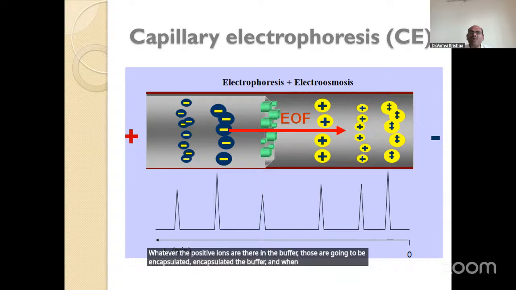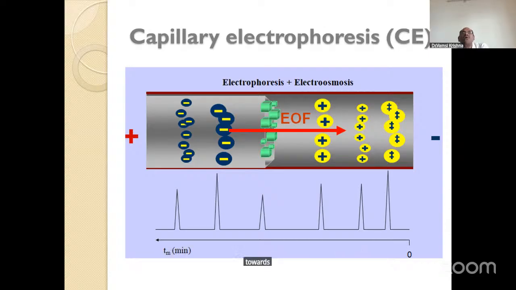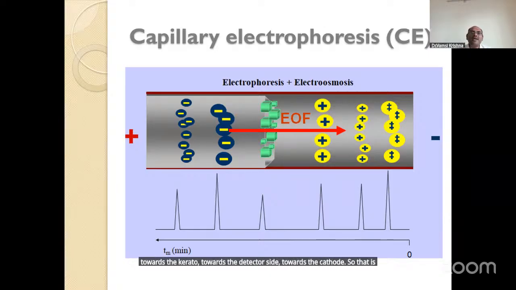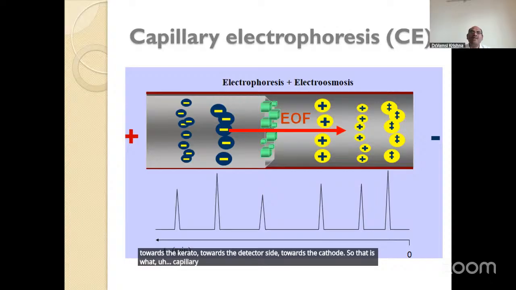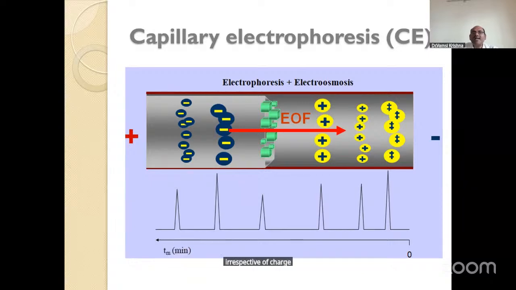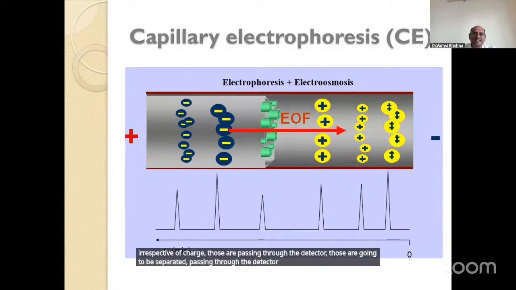Whenever you apply a voltage, there is a sudden movement of the total fluid towards the cathode, towards the detector side. That is what we call capillary electroosmotic flow. That means bulk movement of fluid through the capillary that we are going to observe in capillary electrophoresis. Due to this, all ions, irrespective of charge, pass through the detector, are separated, and reach the outlet.